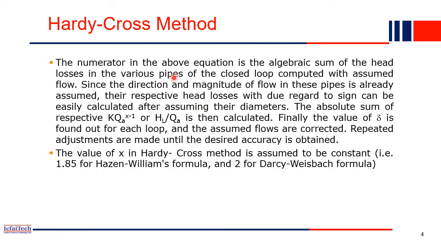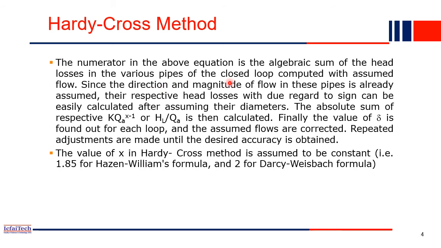The numerator in the above expression, whatever we have just seen, is the algebraic sum of the head loss in the various pipes of the closed loop, computed with the assumed flow. Initially we assume the flow and then find the value of delta, the correction factor. This correction is then distributed across all the pipes, and that's how we achieve our final goal.